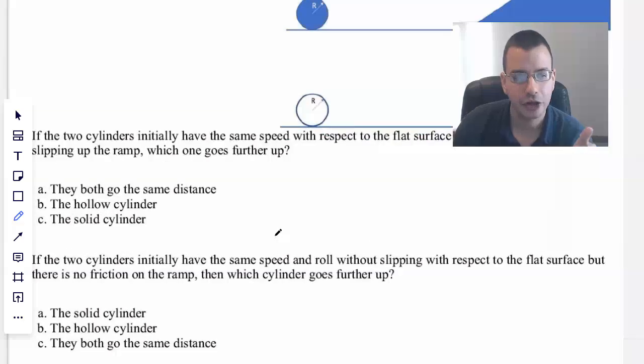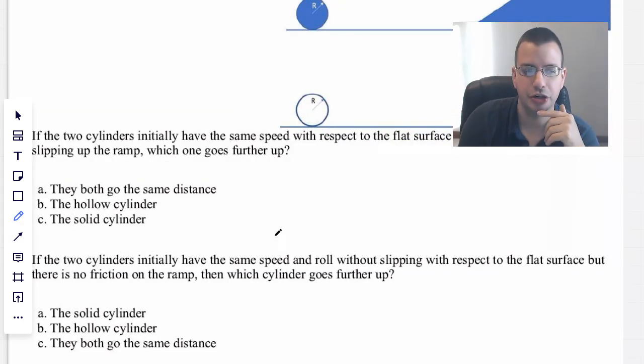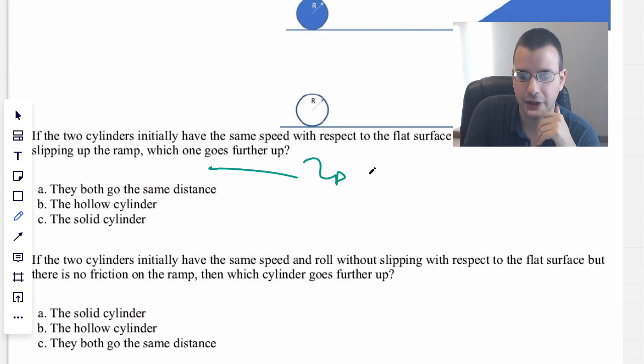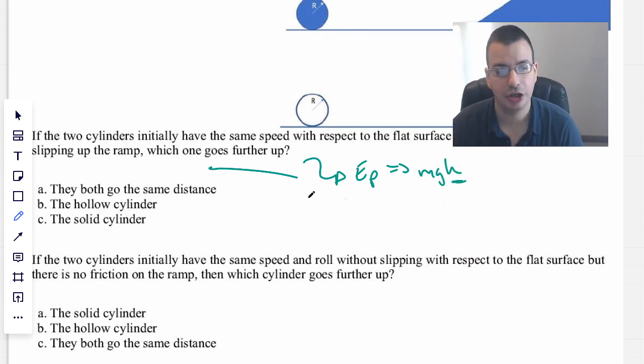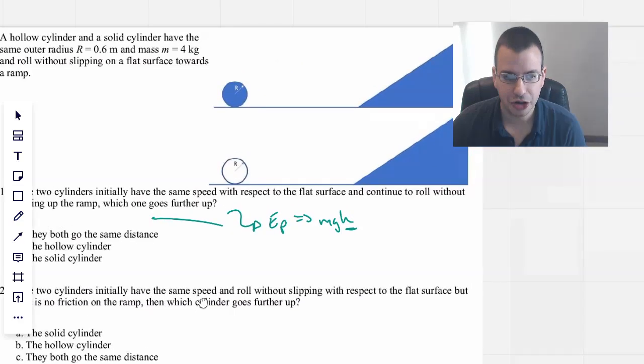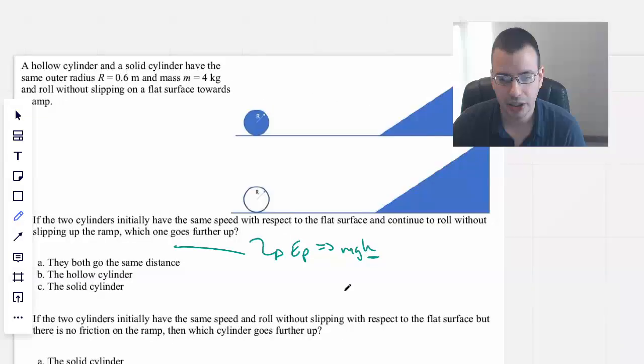Okay, so the thought process here should be, you see, goes up further. And it's like, okay, so that means potential energy, mgh. So we want to find out which one achieves the highest h. So we're just going to do an energy balance here.